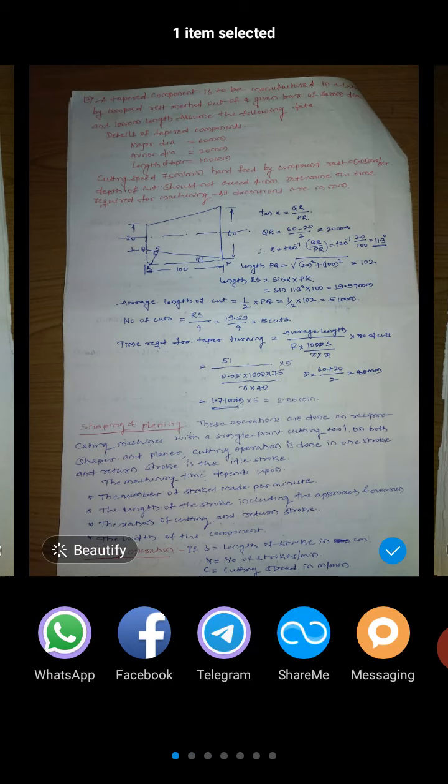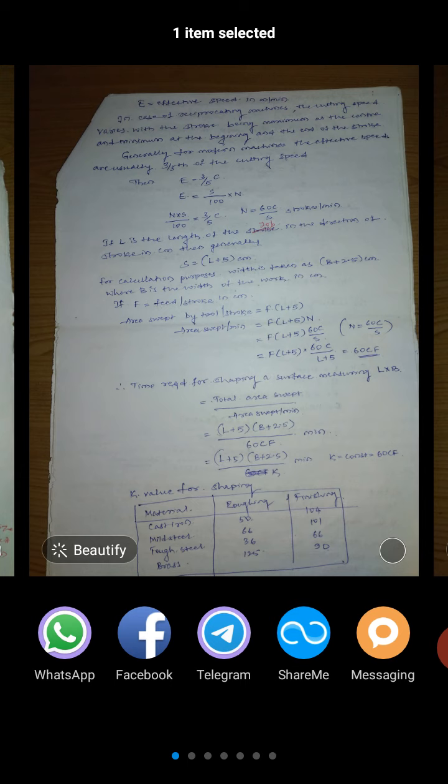So next you can have the problems on shaping and planing. These operations are done on reciprocating machines with a single point tool on both shaper and planer. Cutting operation is done in one stroke and the return stroke is the idle stroke.